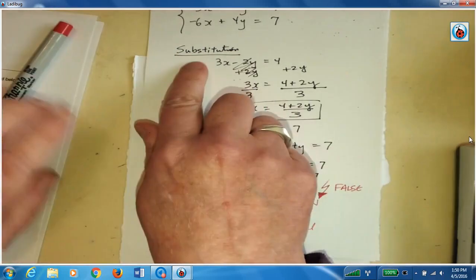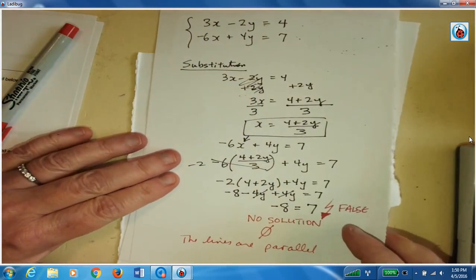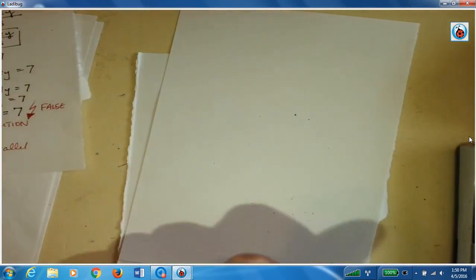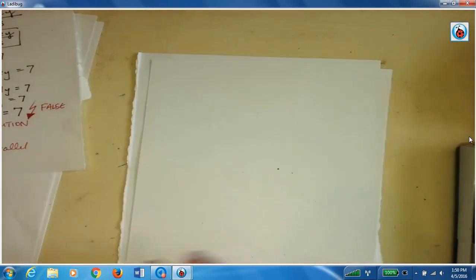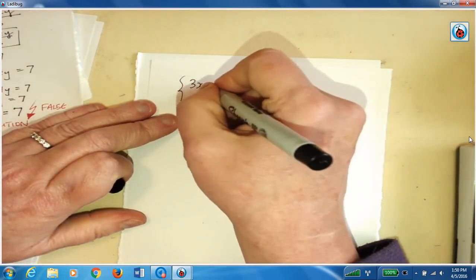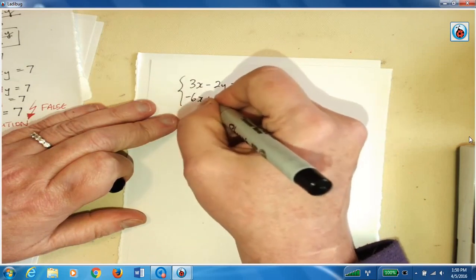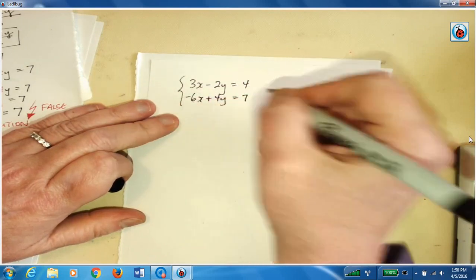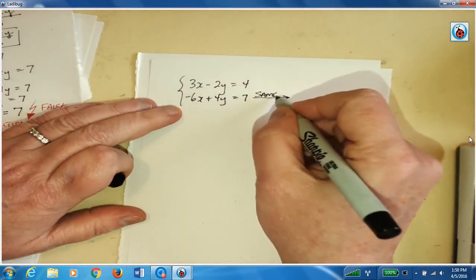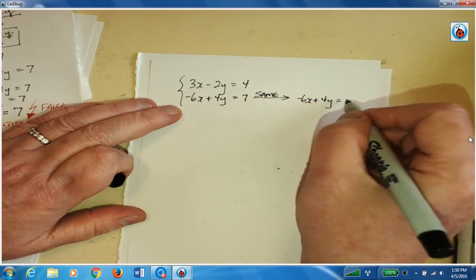Now, what if I'd used elimination? Would I have gotten the same result? Well, if you do everything correct, you should. So the method shouldn't matter. If you do the method correctly, you should get to the same conclusion. So with this one, I'm going to keep that equation the same. So I'm going to do this with elimination method.